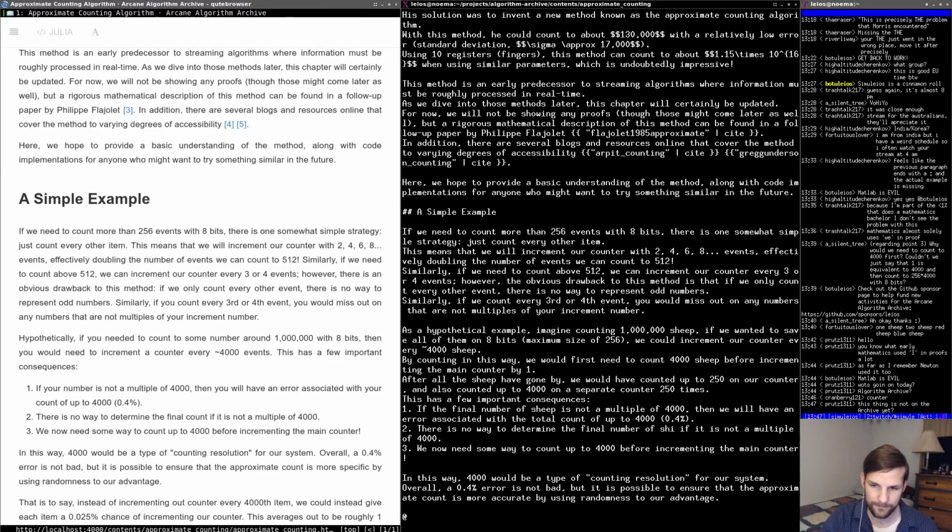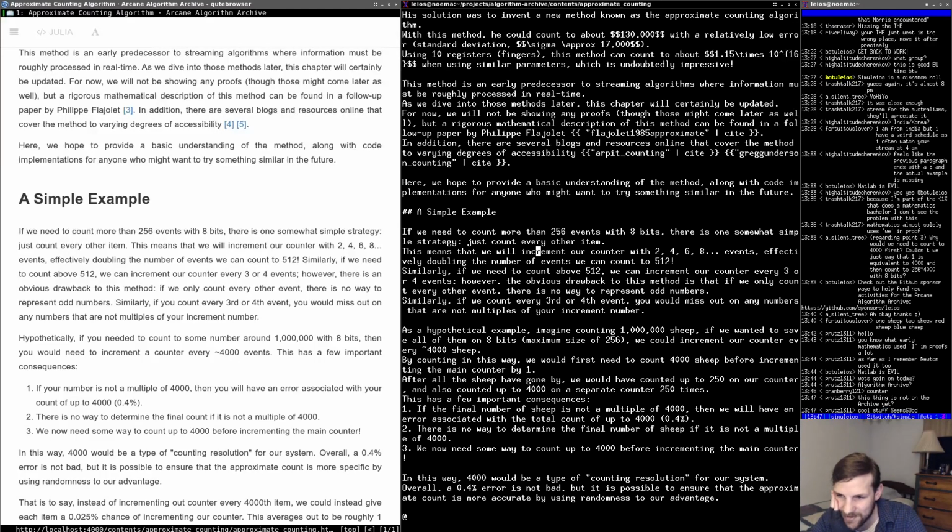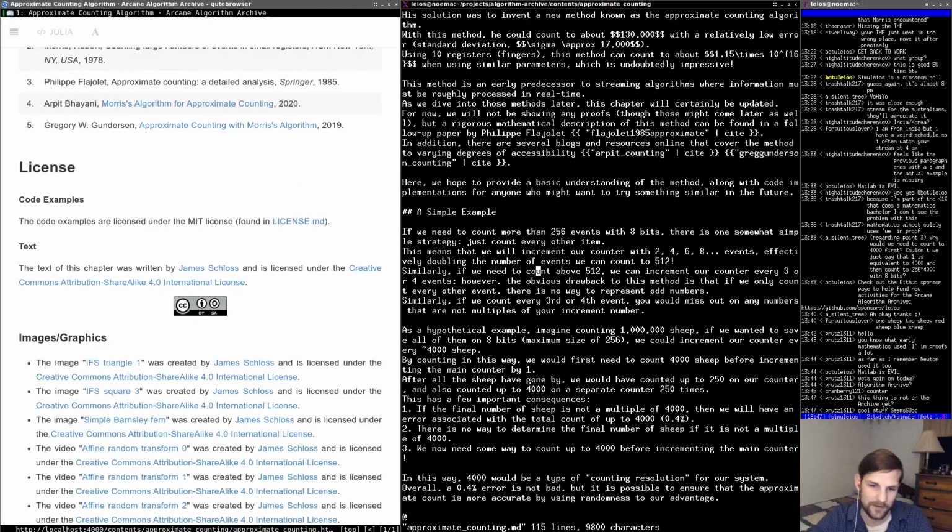Two, the number of sheep, if it is not a multiple of 4,000. And three, we need some way to count up to 4,000 before incrementing the main counter. I think that's clearer, but now we're counting sheep, and everyone's definitely going to be sleeping in the middle of this paragraph. So I'm going to come back to it in just a second. We have a lot more to cover here.